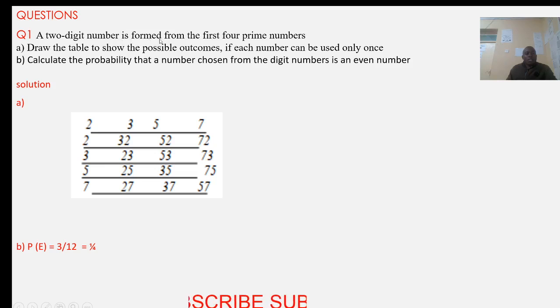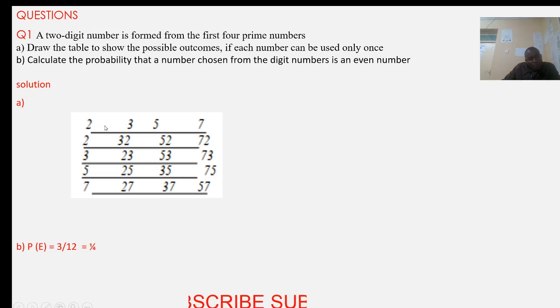So a 2-digit number is formed from the first 4 prime numbers. The first 4 prime numbers are 2, 3, 5, and 7. Those are the first 4. You write 2, 3, 5, 7 across, and the same down. You are told to draw a table to show the possible outcomes if each number can be used only once. Remember, it's forming a 2-digit number. So if we take 2, 3, 5, 7 and 2, 3, 5, 7, each number is used once.